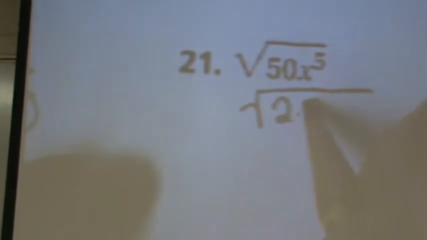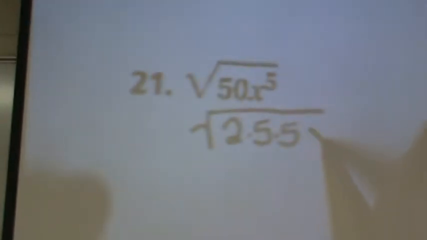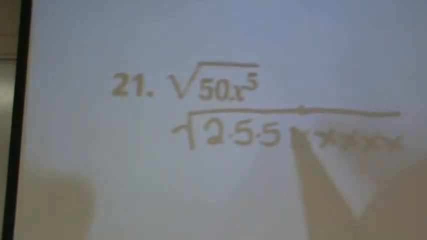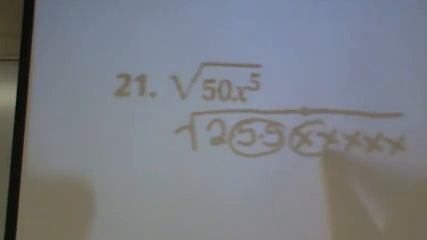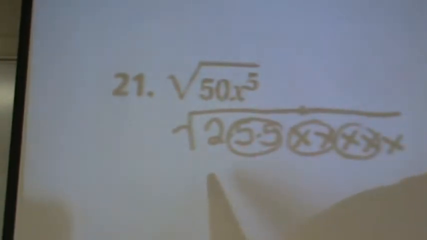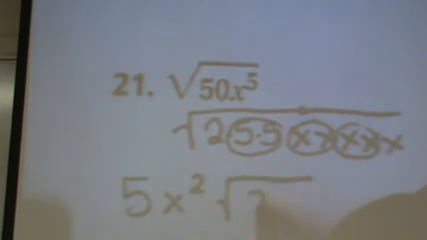And 21 says the square root of 50x to the 5th. So 50 is 2 times 5 times 5, and we have 5 x's. So we've got a 5, and we have a couple of x's. So it's 5x squared times the square root of 2x.